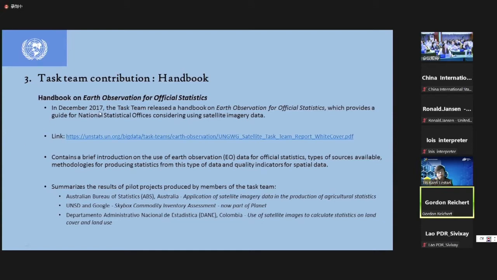Although this is dated, about 4 years of age, I wanted to emphasize that the task team also produced a handbook on Earth observation for official statistics. I've included the link, and I encourage anyone to access that handbook and go through it. It's a very comprehensive handbook. It contains a brief introduction on the use of EO for official statistics, types of sources available, methodologies for producing statistics from this type of data, and quality indicators for spatial data. As well, it summarizes some of the pilot projects produced by members of the task team, and I've listed a few of them there with the associated countries that were conducting the research.